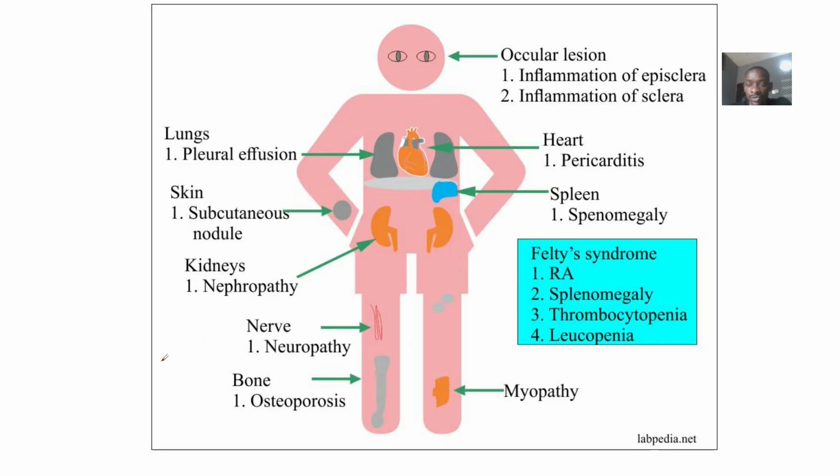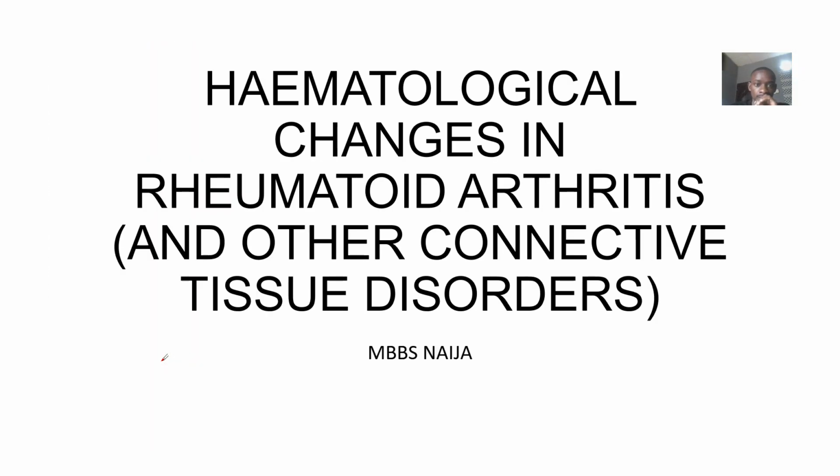Okay, so we are looking at blood changes, or hematological changes, in someone that has what? Rheumatoid arthritis, as basically a prototype for other connective tissue disorders. You understand? So you know that the patient has some problems with their connective tissues. So what will be the blood changes in a patient that has problems with their connective tissue?